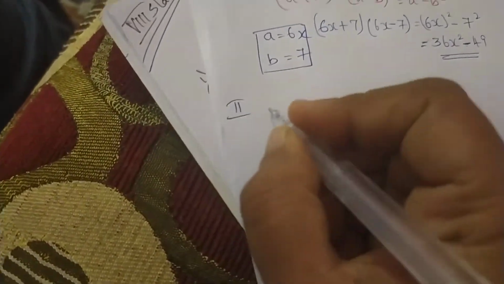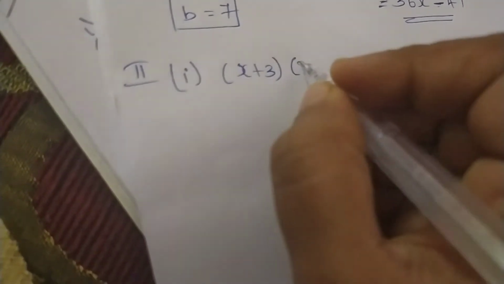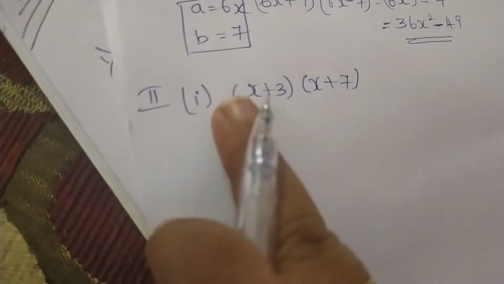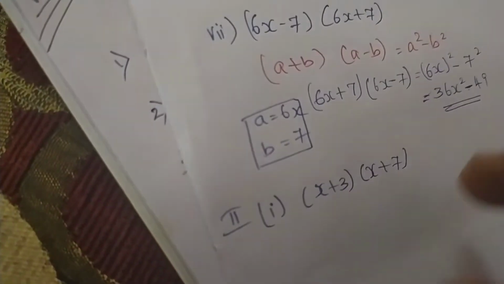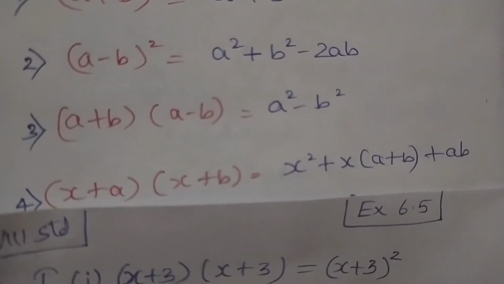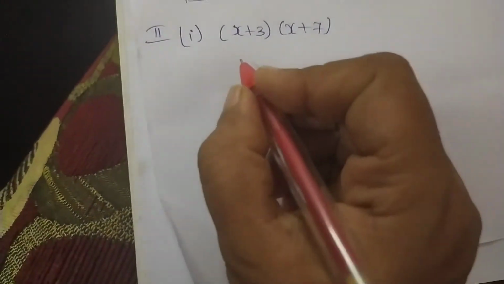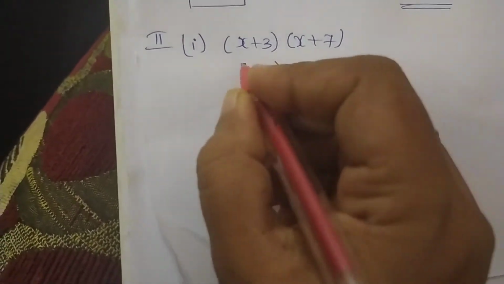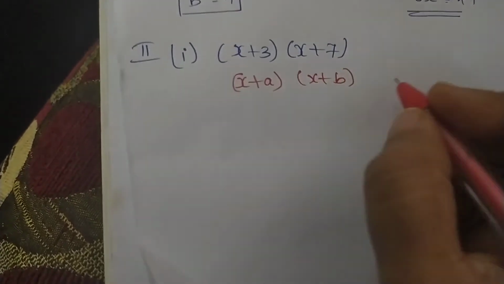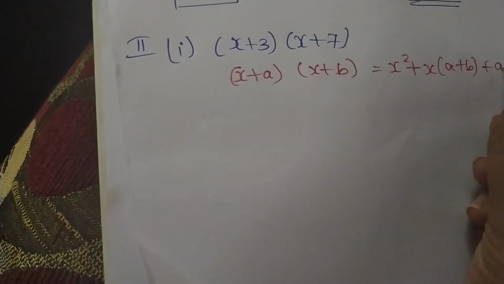We are doing second main. First problem, which says x plus 3 into x plus 7. So x plus 3 into x plus 7. Which formula does it resemble, children? It resembles formula number 4, x plus a into x plus b is equal to x square plus x into a plus b plus ab. So we are going to use the formula and we are going to do. So we are going to write the formula here. Every time you should write formula, children, otherwise you will not understand and you will be confused. So x plus a into x plus b is equal to x square plus x into a plus b plus ab.